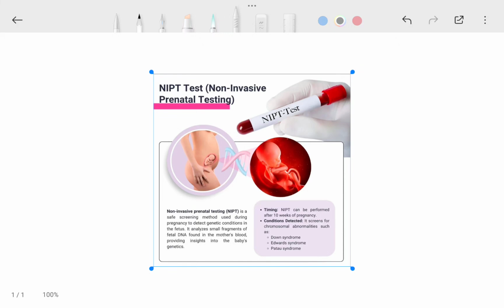Non-invasive prenatal testing is a safe screening method used to detect genetic conditions in the fetus. It analyzes small fragments of cell-free fetal DNA found in the mother's blood, providing insights into the baby's genetics. It can be performed after 10 weeks of pregnancy, and the safest time to do this test is 13 weeks till 22 weeks, but it can be done till delivery also.